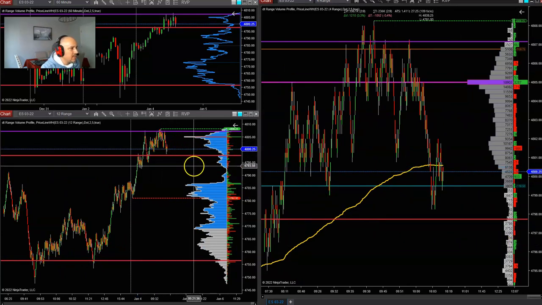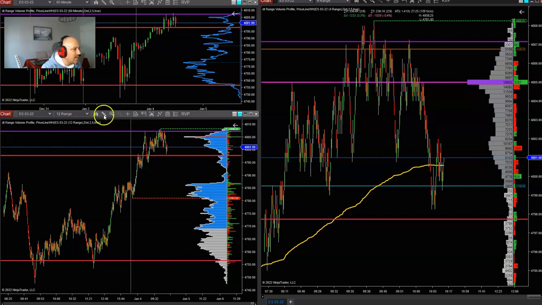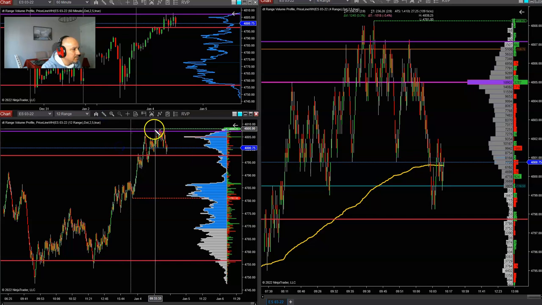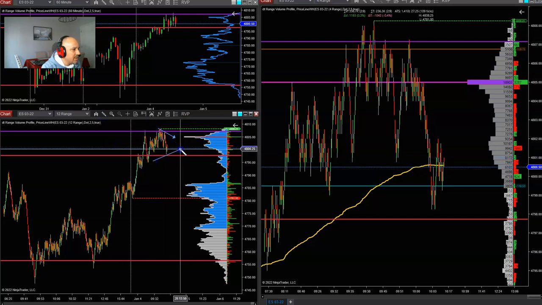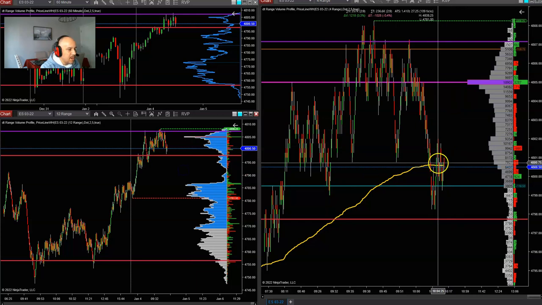Okay, so I'm going to wait here because I'm not sure. Right now in the market, you can see that it's in a little wedge right here, a small little wedge in this area, building volume, okay? So not a good area to be trading right now.